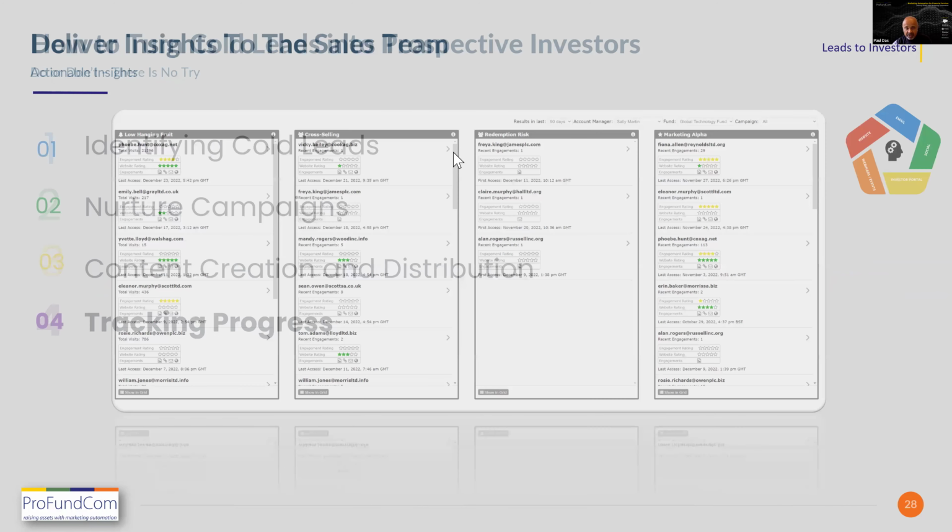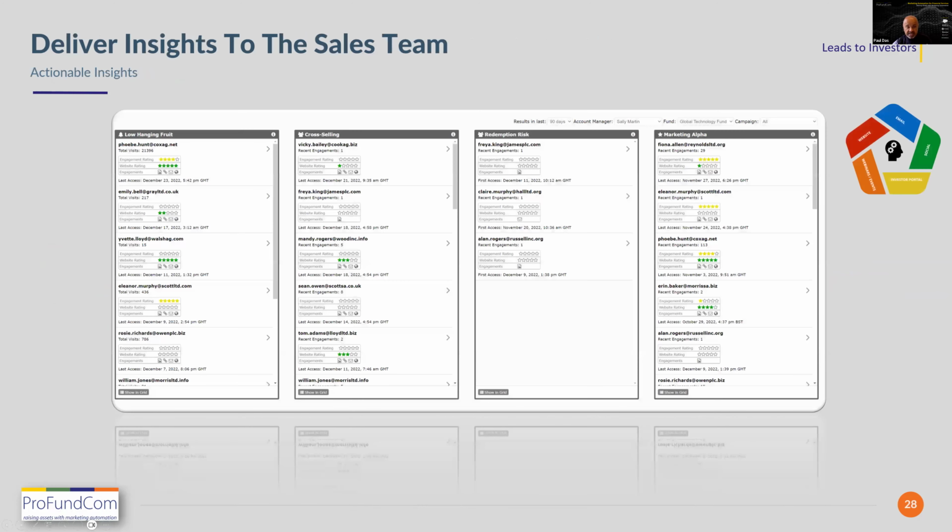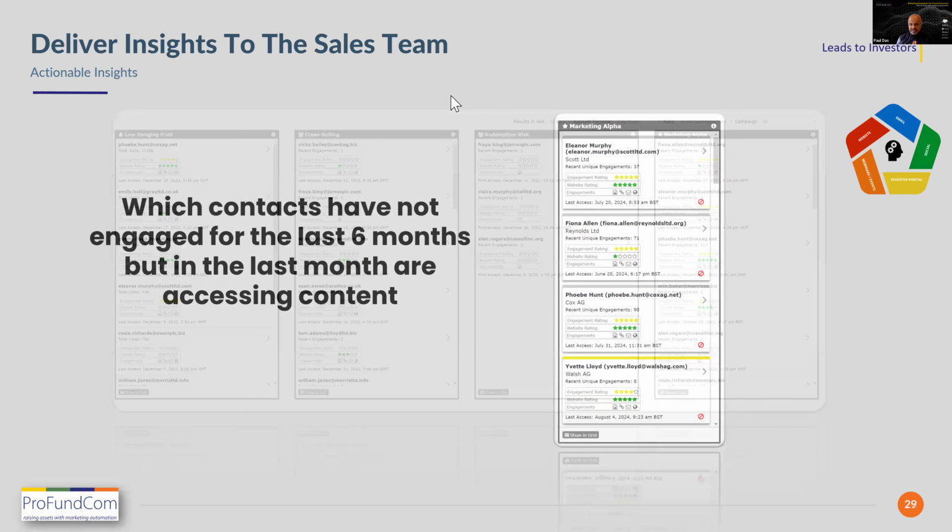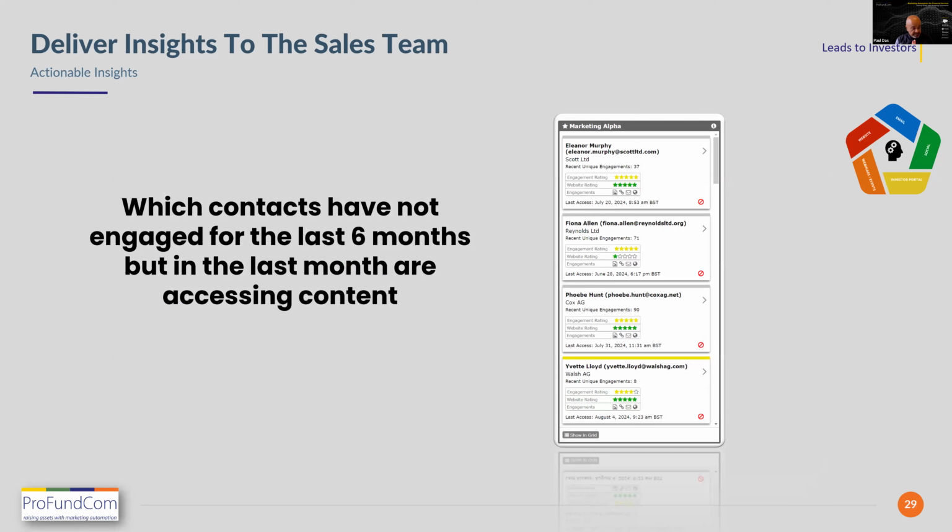With tracking, you want to be able to deliver those insights you're getting and surfacing those leads to your sales team. And a really good way to surface those leads, we call it in our product Marketing Alpha. So what Marketing Alpha is basically delivering to your sales team the contacts that have not engaged with you for the last 6 months that are suddenly engaging with your content. And we call this Marketing Alpha.